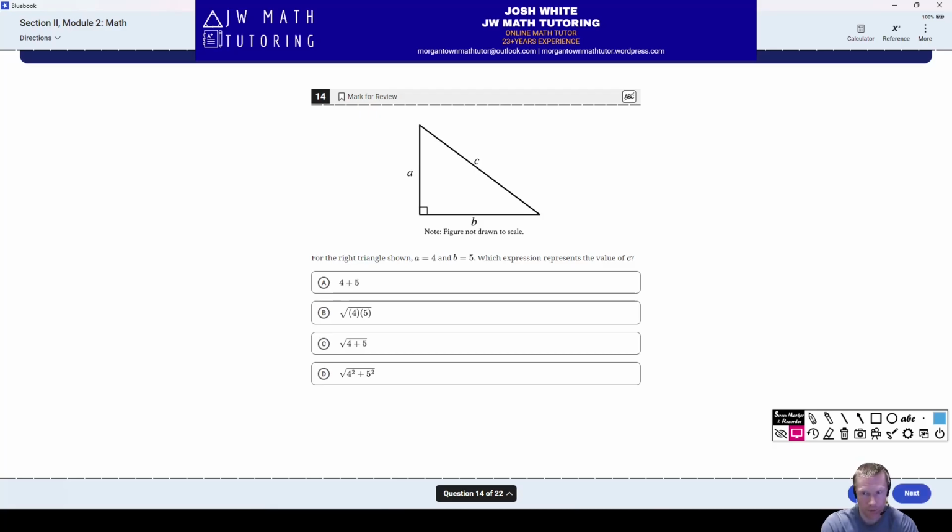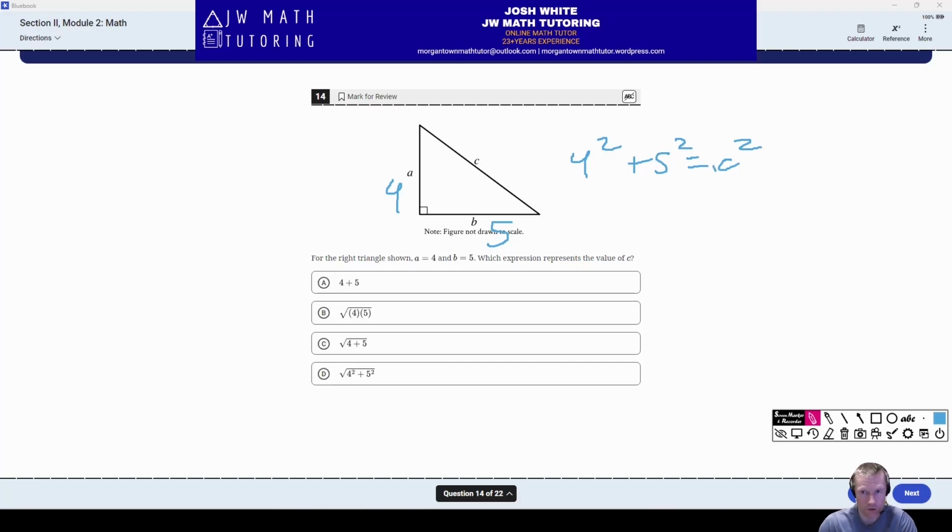Next up, we have a basic Pythagorean theorem problem here. We have A, which we know is 4, B, which we know is 5. What represents the value of C? So Pythagorean theorem basically tells us A squared plus B squared equals C squared.